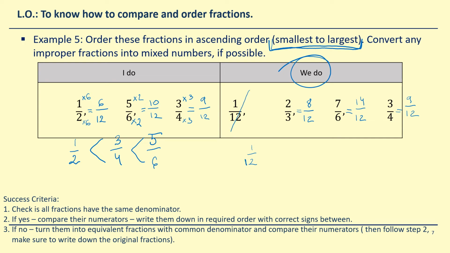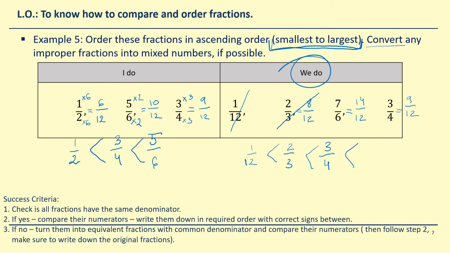Next one is 8 over 12. But again, remember, we write the original fraction, not its equivalent. So it's 2 over 3. Next one is 3/4. And the largest is 7 over 6.